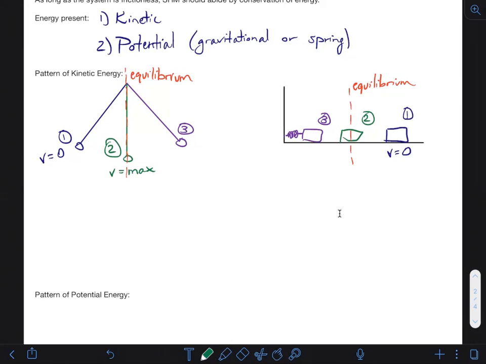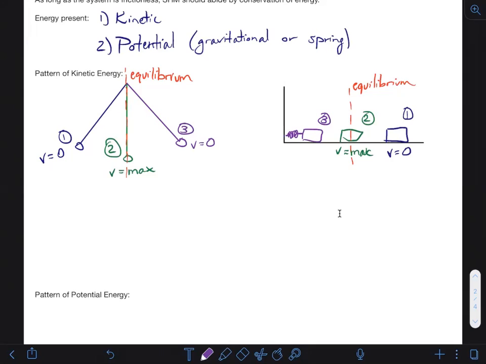Now, as soon as we move through equilibrium, heading from position 2 to position 3, our restoring force is going to be pulling us in the opposite direction of our motion. And so we expect that we start to slow down. And by the time we reach this extreme, on the other side of our motion, we have returned to a velocity of 0.